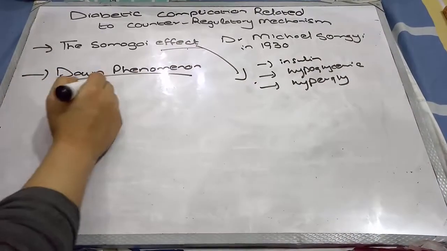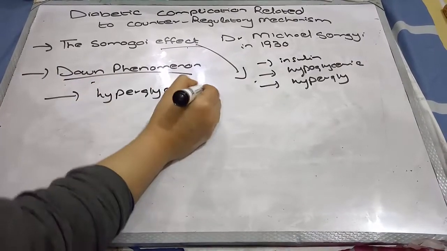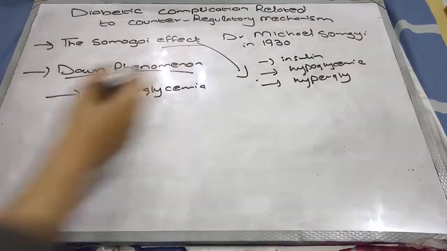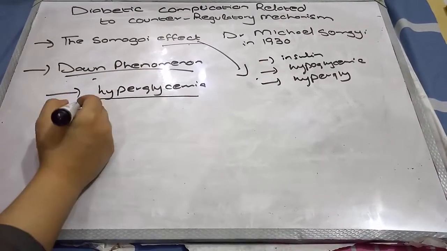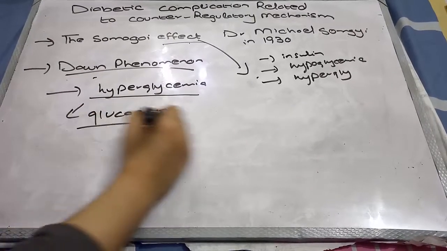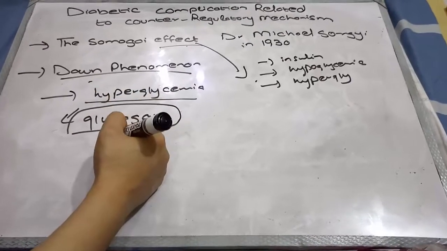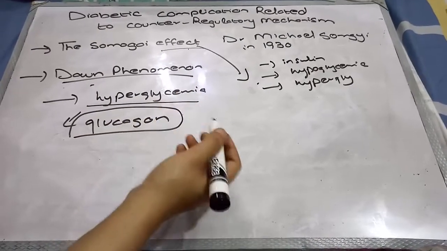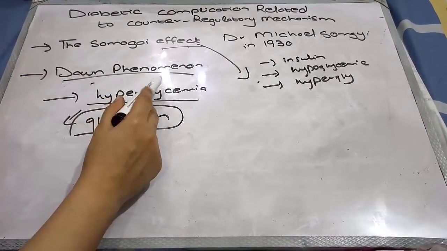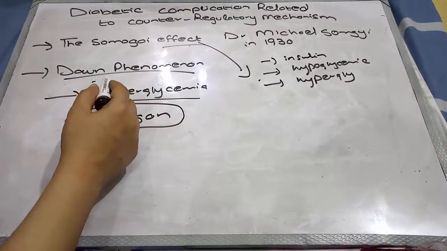What is the Dawn phenomenon? In the Dawn phenomenon, there is also hyperglycemia, but this is not related to insulin-induced hypoglycemia. This hyperglycemia is due to glucagon, which is normally released early in the morning in our body to prepare us for the daily activities. So those patients who have hyperglycemia not related to insulin-induced hypoglycemia have the Dawn phenomenon.